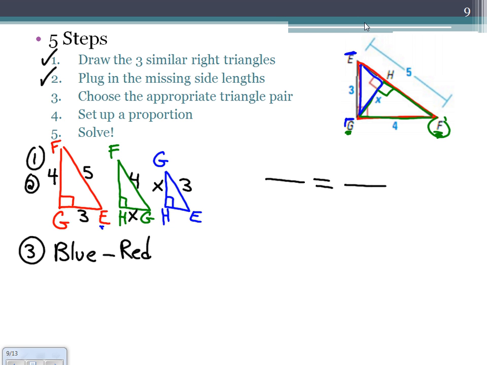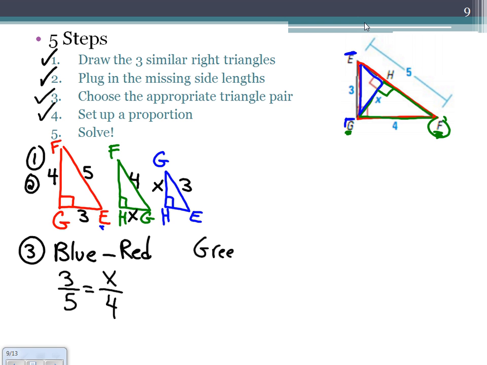I'm going to erase this proportion over here. So there's blue and red. Can anybody set up my proportion for the blue and the red? Mauricio? 3 over 5 and x over 4, equals x over 4. Very good. So we chose the sides. We set up a proportion. Just to show you, let's choose also green and red, just in case. Let's choose green and red to just show you that that one would also work.